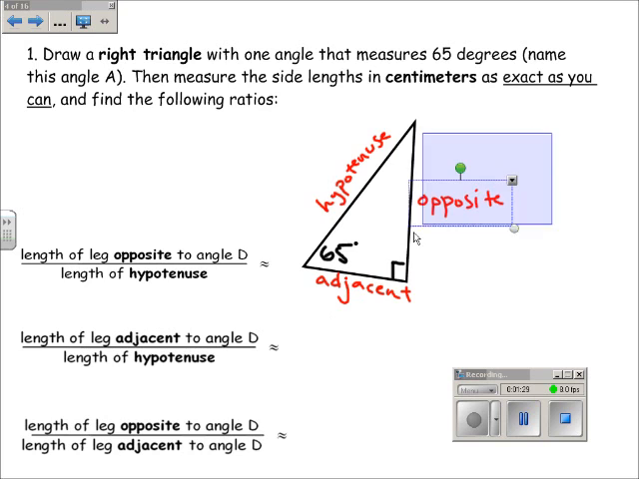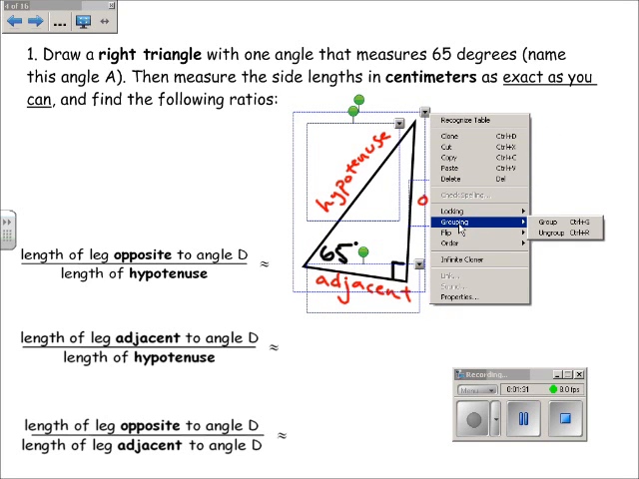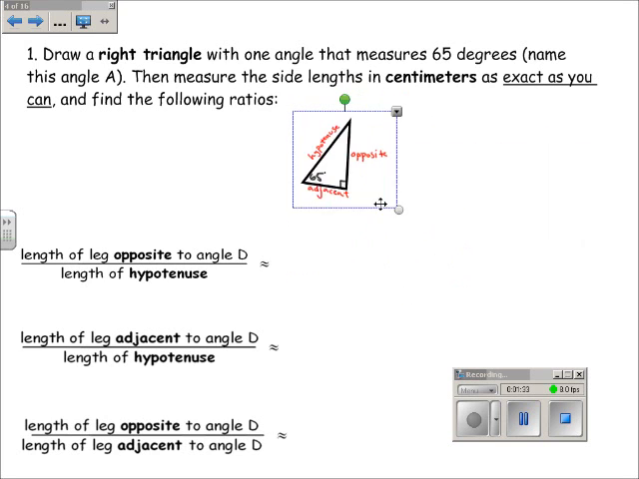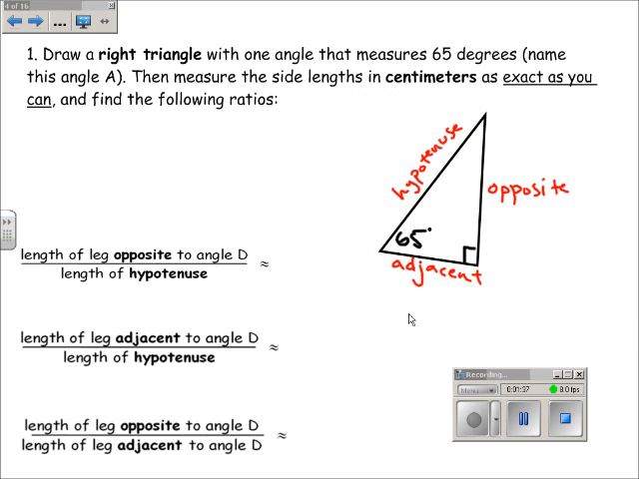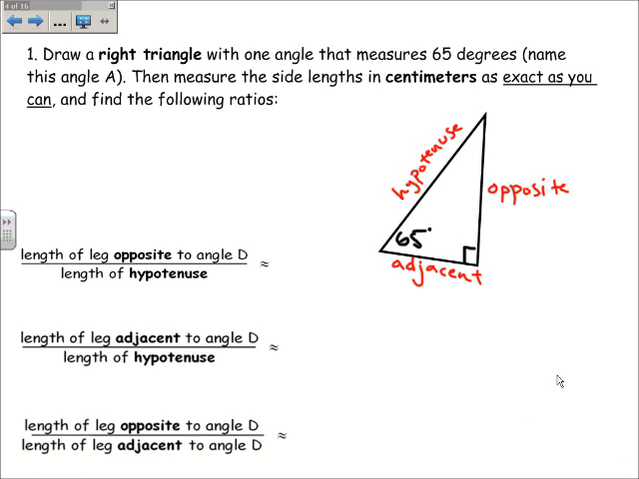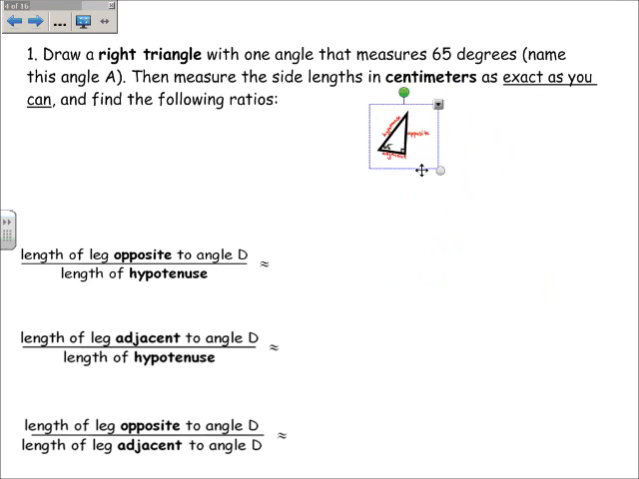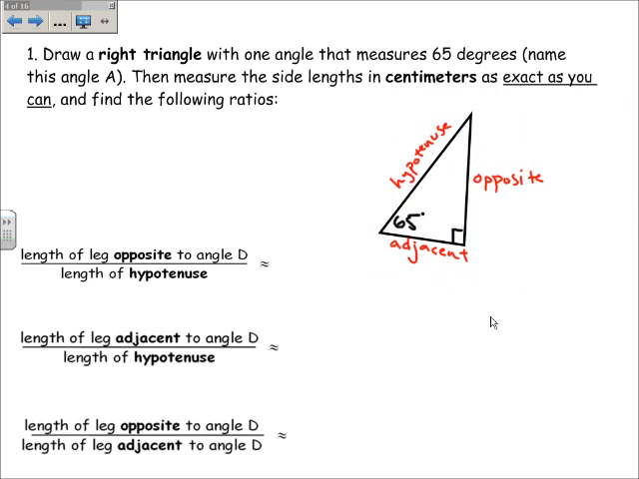Again, the triangles could be bigger or smaller, but as you measure these lengths and look at the opposite over the hypotenuse, the adjacent over the hypotenuse, and the opposite over the adjacent, those ratios will stay the same. The reason is that no matter how big or small the triangle is, these triangles are all similar to each other, and so their internal ratios stay the same.